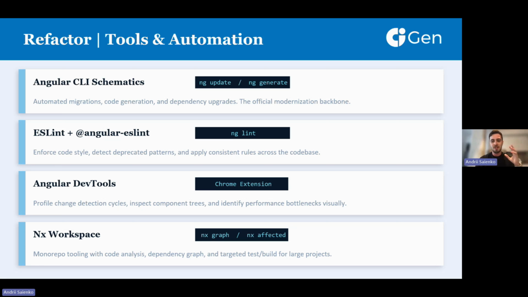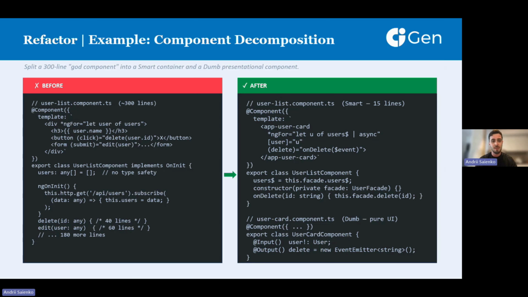Nx is worth mentioning even if your project isn't in a monorepo yet. Its dependency graph and affected build analysis can tell you exactly what is impacted by a change, which is invaluable before a large refactor. And now let's take a look at some examples of refactoring, which you can use in your project.